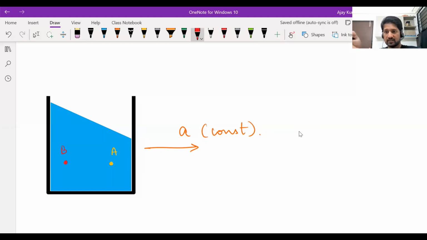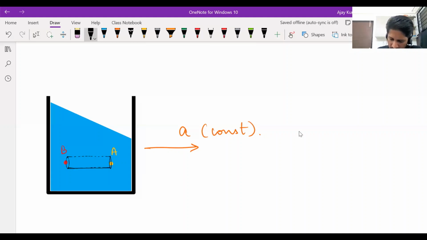Why? Because the container is accelerating, liquid has to accelerate along with it. For the liquid to accelerate, pressure cannot be the same on both sides. There has to be a pressure variation horizontally also. Okay, we'll derive an expression for that pressure variation now. Consider a cylindrical element of this liquid between A and B. Okay, I'll just give you hints. You'll have to do this on your own.